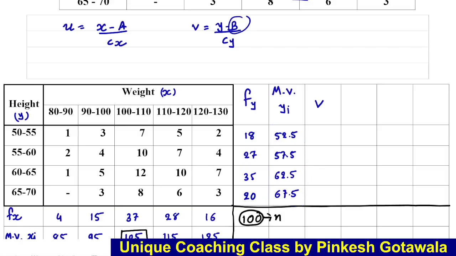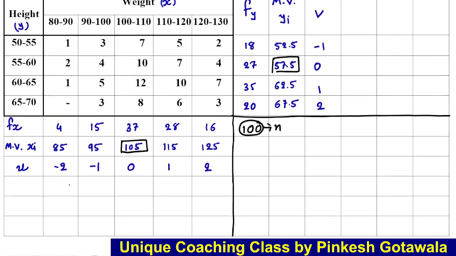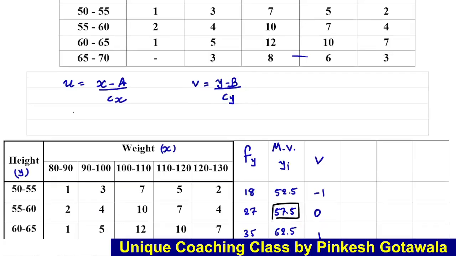So let's take this one as b, and if it is b, it would be 0 here, -1, 1 and 2. Okay, I explained this point in a previous video. I explained it with the help of d, and the same has been done here. 0, 1, 2, here 0, -1, -2. And the last point, here you have to show what our a is and what our b is. So our a is 105 and b is 57.5.